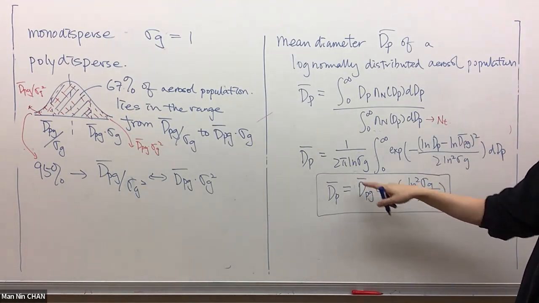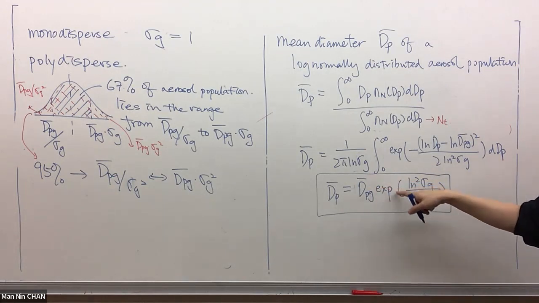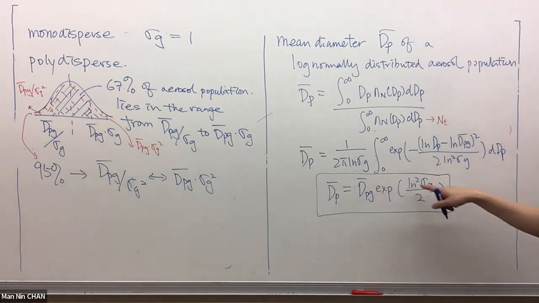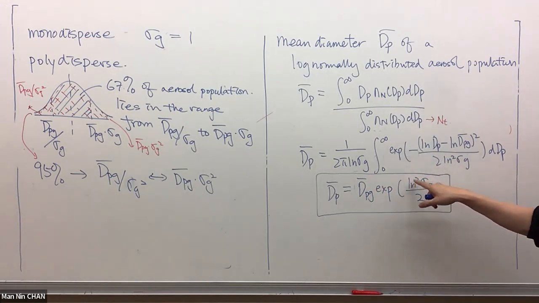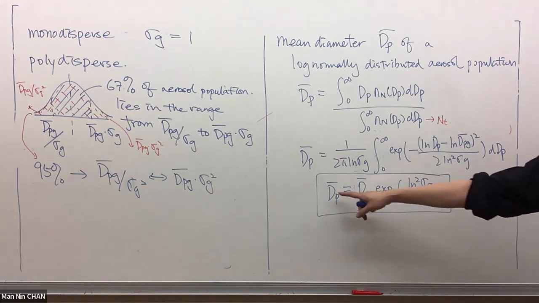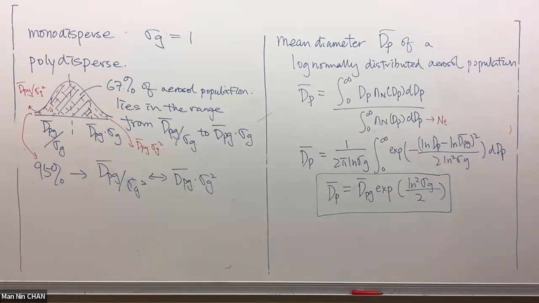This is the median diameter bar, and then you multiply by this exponential, and you need to look at the variation, the variance, or the spread of your distribution. So if you take the natural log squared of sigma g, your geometric standard deviation, and then divide by the 2 here. So you can also see that your mean diameter depends on your median diameter and also your geometric standard deviation.